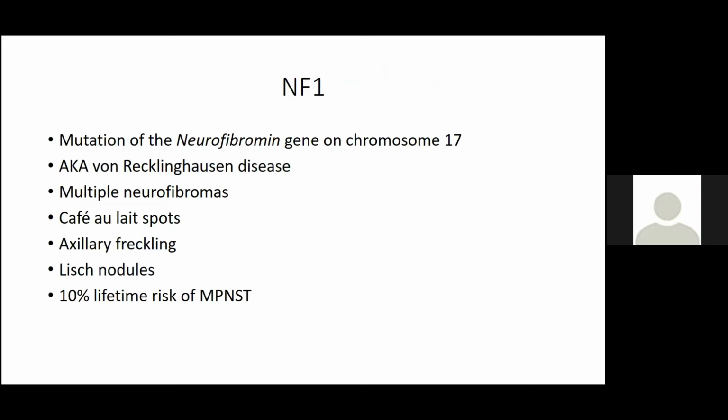So just as a review, even though you guys just took the boards, NF1 is a mutation of the neurofibromin gene, which is on chromosome 17, also known as von Recklinghausen gene, which has 17 letters. It presents with multiple neurofibromas, cafe au lait spots, axillary freckling, Lisch nodules, and again, a 10% lifetime risk of MPNST. So just remember there's skin findings and eye findings.